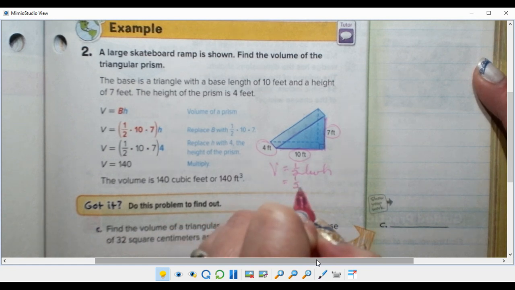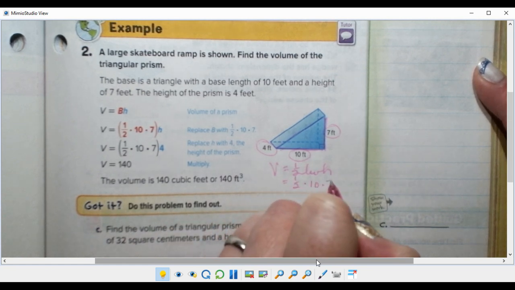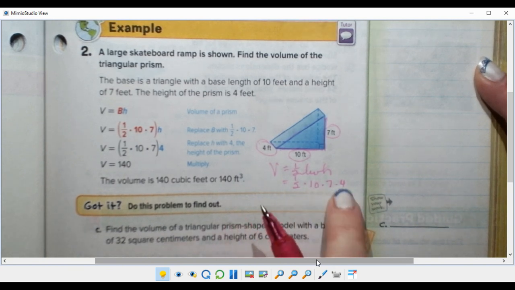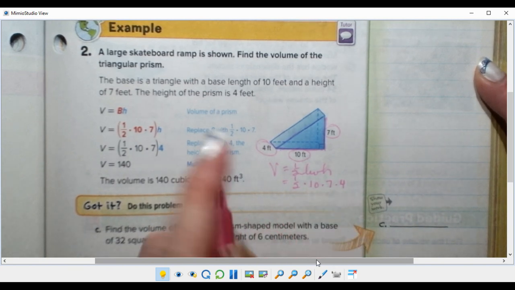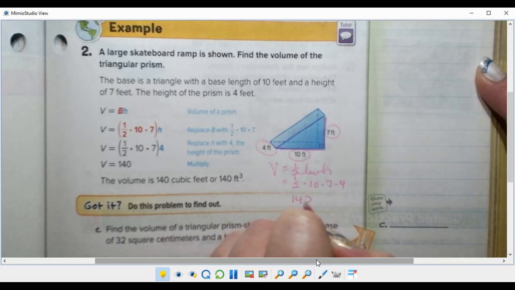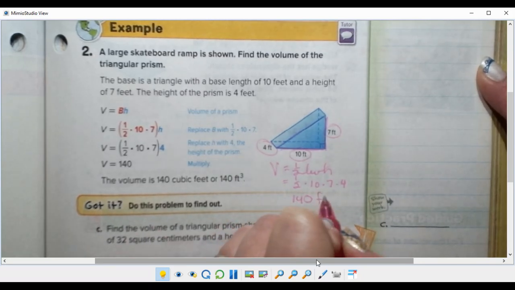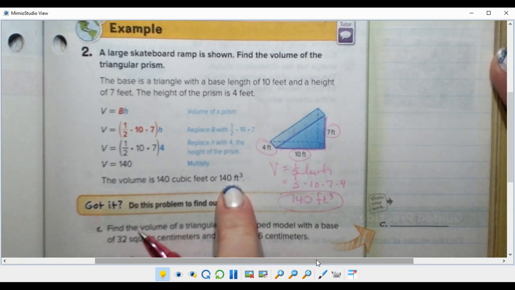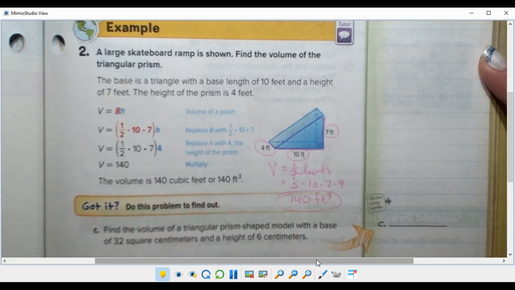We'll do 1/2 times 10 times 7 times 4. This will give me 5. 5 times 4 is 20. 20 times 7, 2 times 7 is 14 with a 0. There we go, 140 cubic feet, which is exactly what they had. If you needed to build it out of concrete, or you needed so much dirt that you were going to pack down very tightly to support the boards perhaps, that's how much you would need.